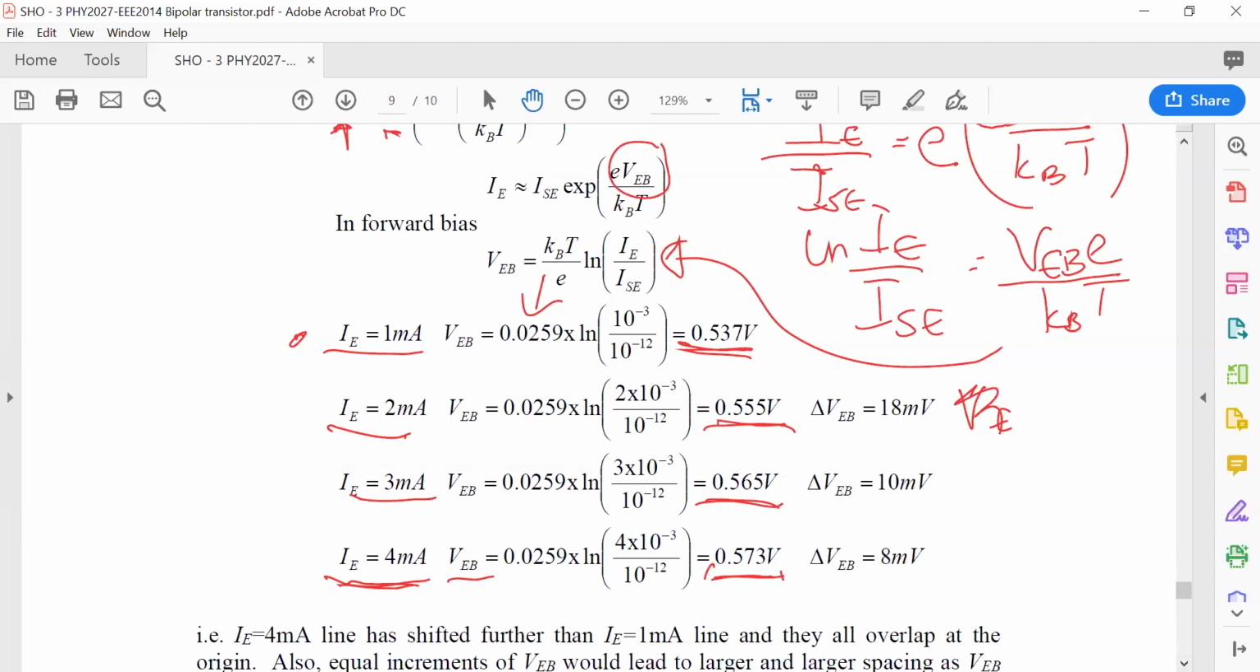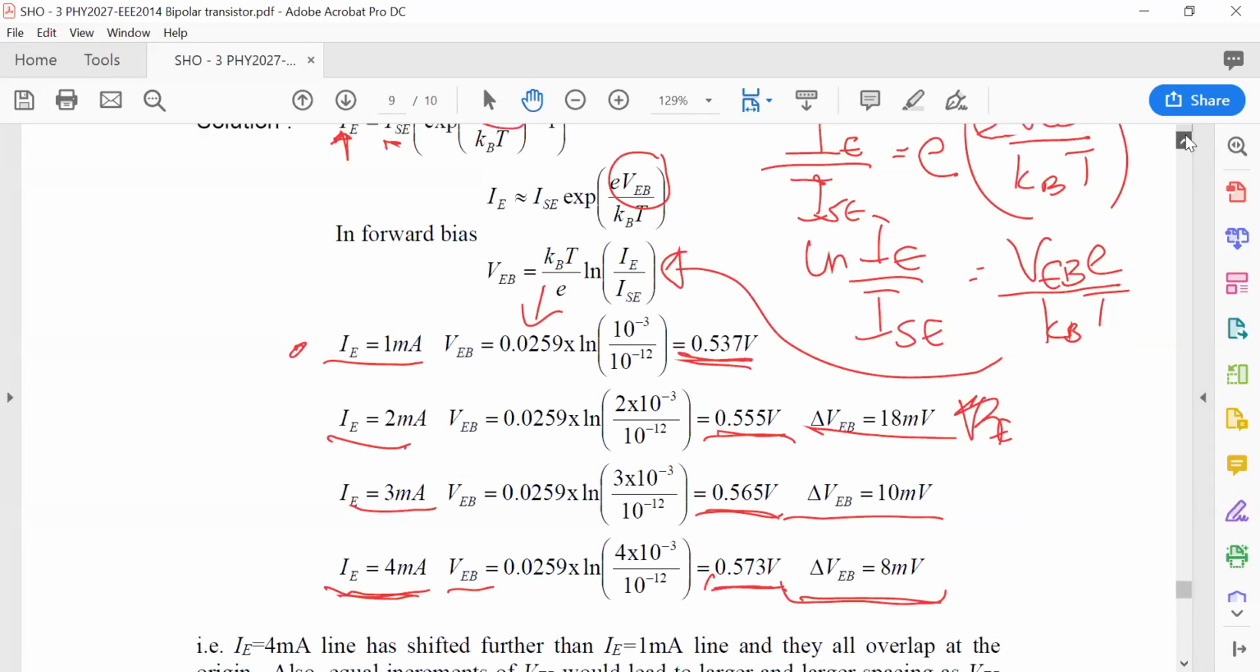Something else that's worth pointing out, and that's also specified in your notes, is that the shift in voltage for a constant increment of emitter current is not linear. It comes about from the exponential dependence on the emitter base voltage. So as you increase the emitter current, there is a smaller and smaller shift in the emitter base voltage on the diode, as you would expect. This means that if you wanted a plot showing equal increments in the emitter base voltage, you're going to get larger and larger spacings on your characteristics as you increase the voltage.